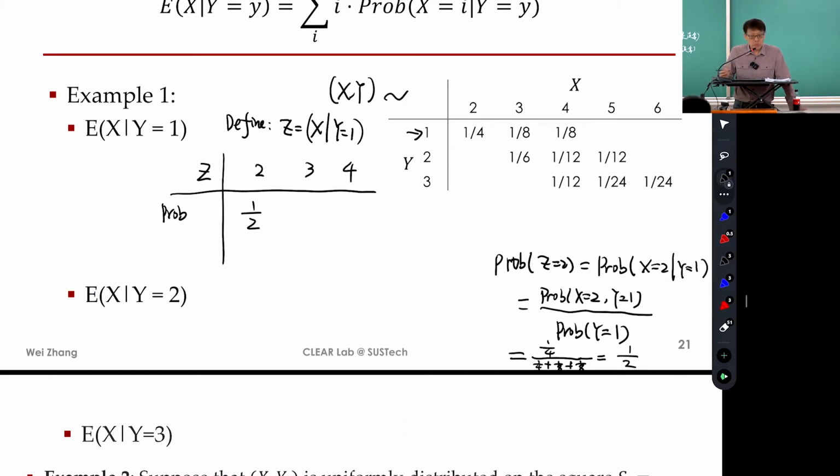Okay, we can continue. What's the probability of Z equal to 3, or X equal to 3 given Y equal to 1? It's just half of this, right? Okay, 1/4. This guy is the same, 1/4. Do they sum up to 1? Yes, of course. Because conditional probability is probability. All the cases have to sum to 1.